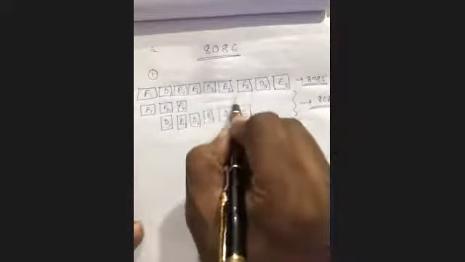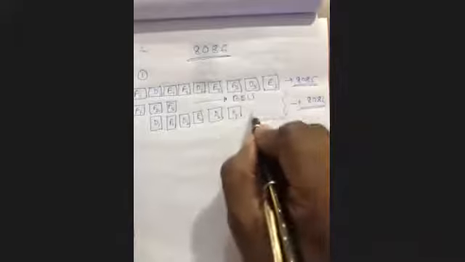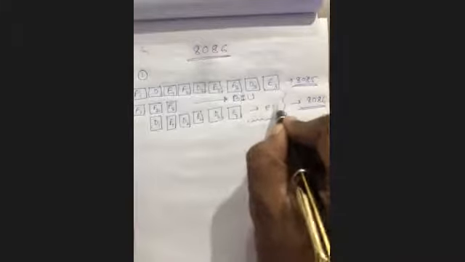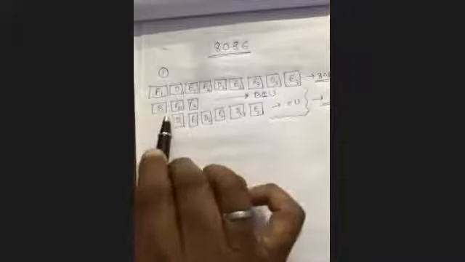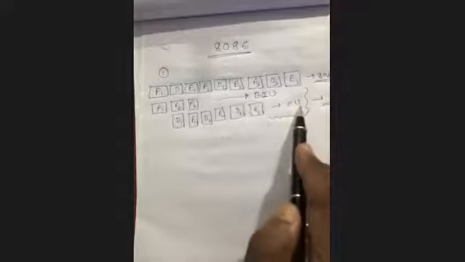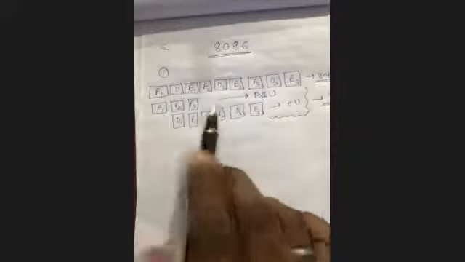That's why the 8086 architecture is divided into two parts. This job is done by the BIU, full form bus interface unit. This portion is done by the EU, full form execution unit. So the architecture is basically divided into two parts: one is called BIU, another is called EU. The bus interface unit does only the fetching, and the execution unit does only the decoding and execution.